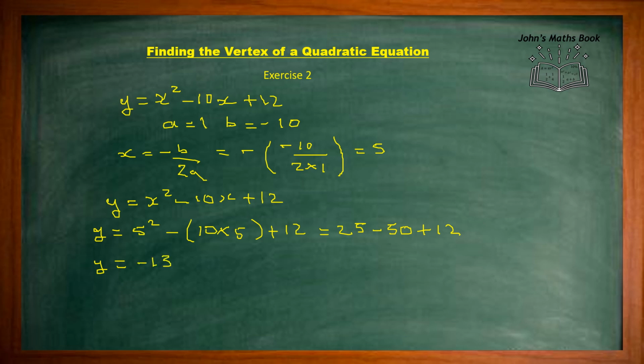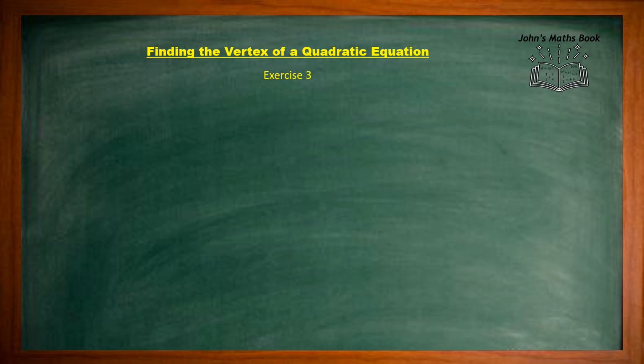So the coordinates of the vertex of the parabola in this case would be x is equal to 5 and y is equal to minus 13. So for exercise 3, let's find the coordinates of the vertex of y is equal to 2x squared plus 16x plus 14. So pause the video now and see if you can work out the answer.